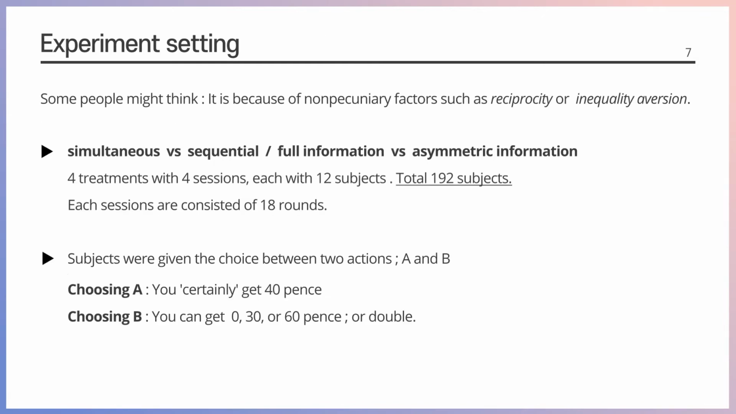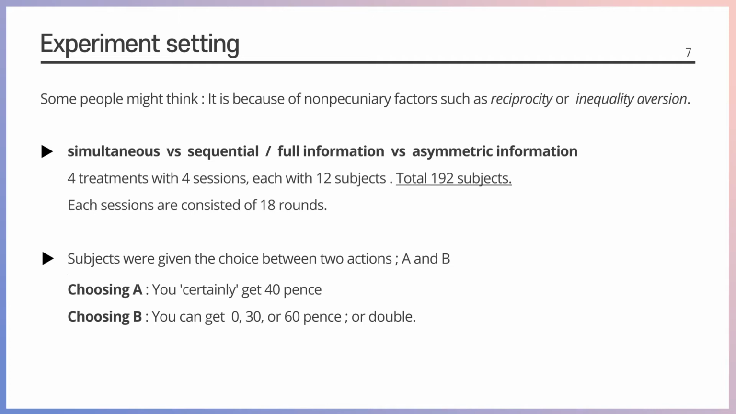But some people might think that the result is because of non-pecuniary factors such as reciprocity or inequality aversion. It is like the follower considers a contribution a kind act, so the follower contributes when the leader contributes to repay his kindness. Or players are sufficiently averse to advantageous inequality, so the follower just contributes so as not to make a difference from the leader's choice.